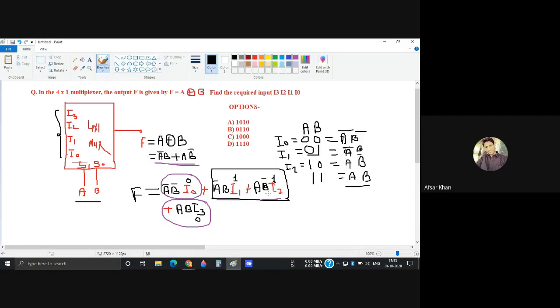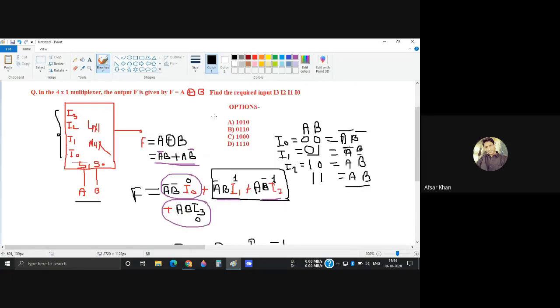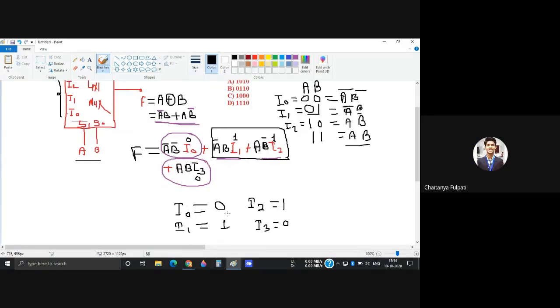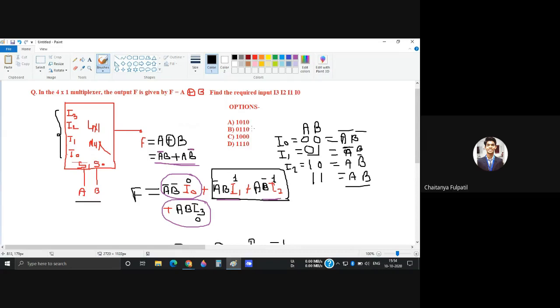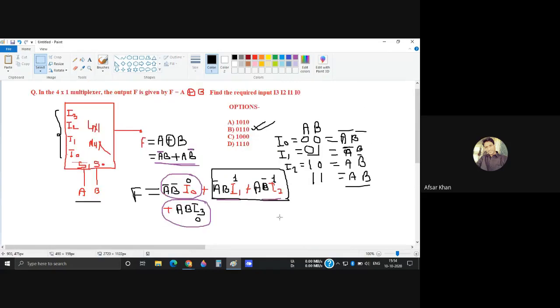So what will be your answer? I0 is 0, I1 is 1, I2 is 1 and I3 is 0. So our final answer is, tell me which option will be right. Option B, 0110. Option B is right. Have you got this or shall I repeat?